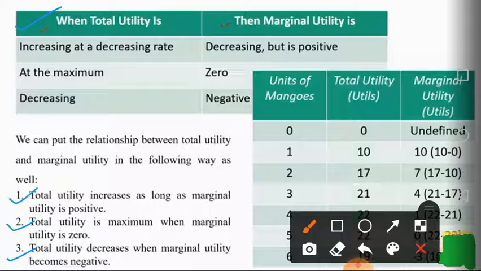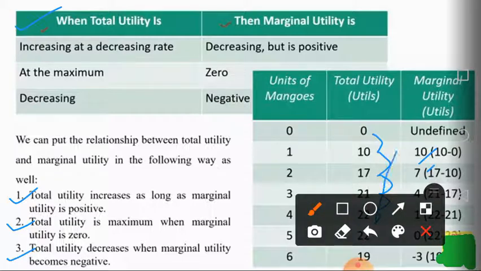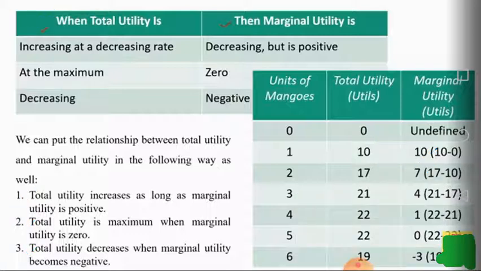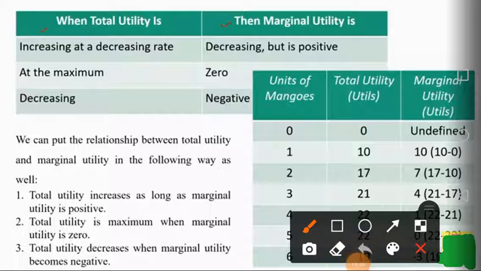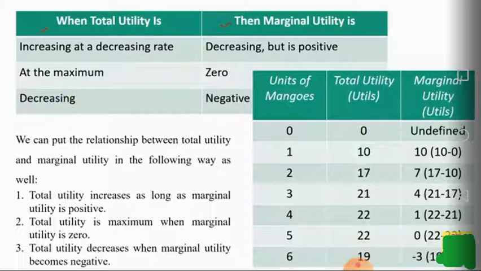We can see increasing at a decreasing rate, like TU is rising while MU is falling. TU went from 0 to 10, then 17, then 21, then 21, then 21. In all these situations the MUs are positive: 10, 7, 4, 1, these are all positive. But the second condition is when TU is at its maximum level, like at the fifth level the maximum TU is 22, and at that level MU is 0. It's proved also.